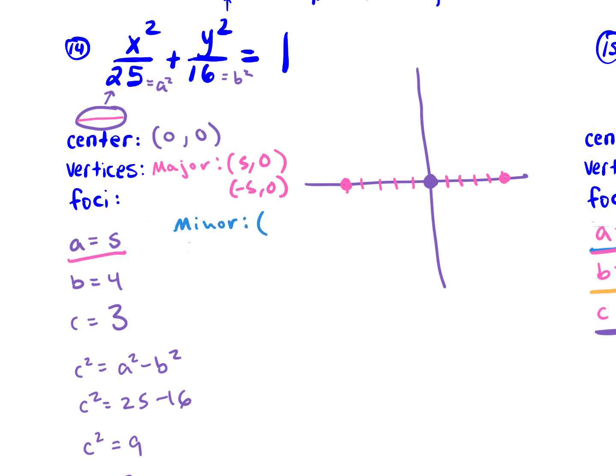All right. Next, let's find our minor. So B helps us find our minor. So where do I go for B? Up and down 4. So go up 4, down 4. So my minor would be 0, 4 and 0, negative 4.